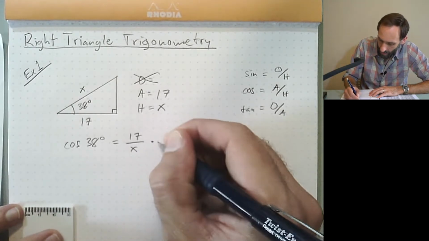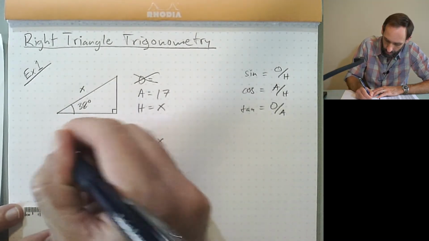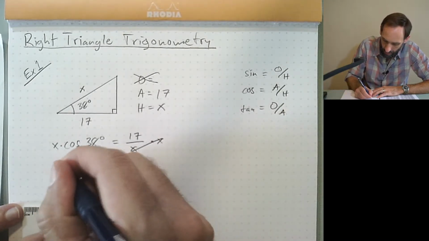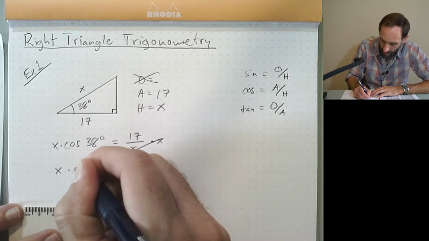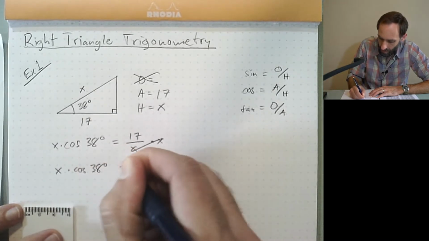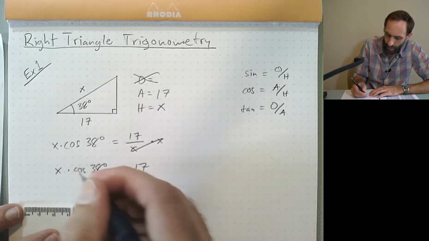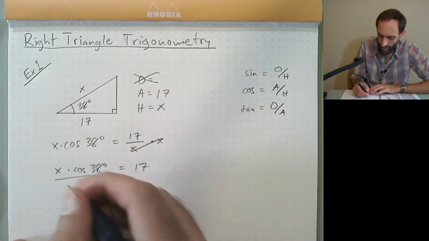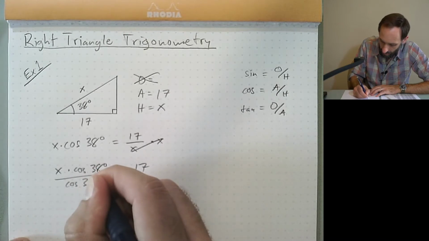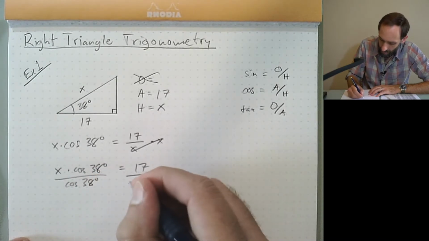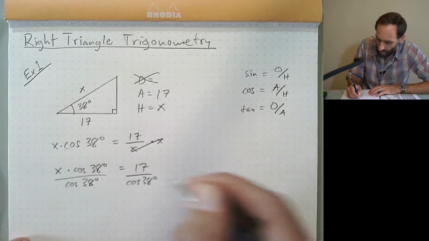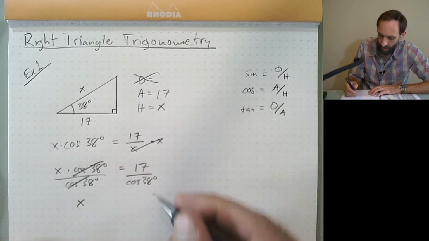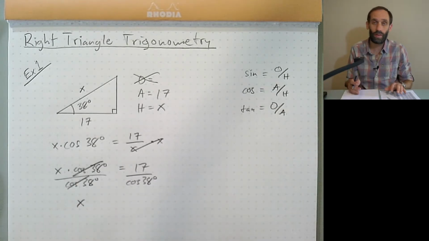So I'll multiply both sides by x here, and those cancel out, and so I get x times cosine of 38 degrees is equal to 17. Now, in order to get x by itself, I'll just divide both sides by the cosine of 38 degrees. These will cancel out. So x is going to equal 17 divided by the cosine of 38 degrees.